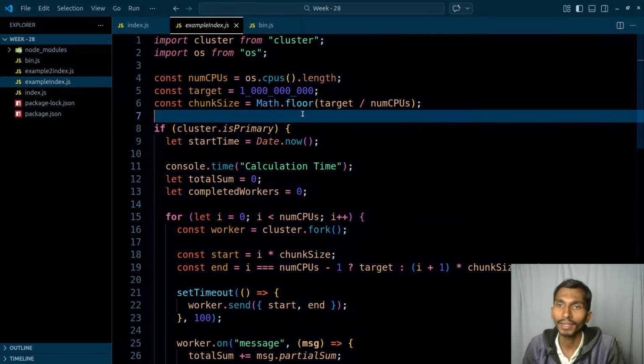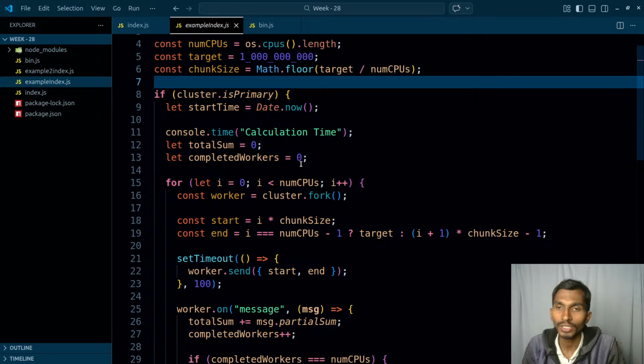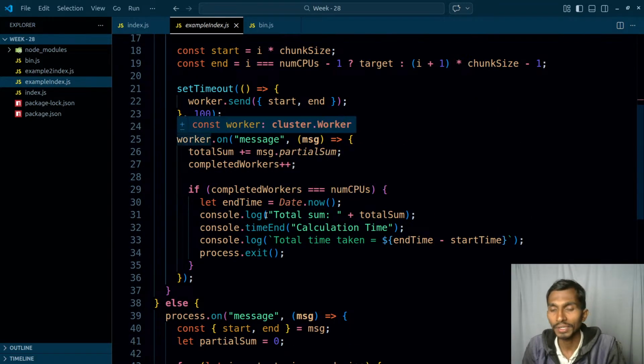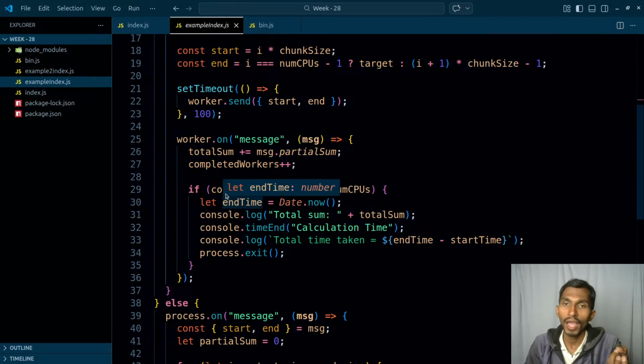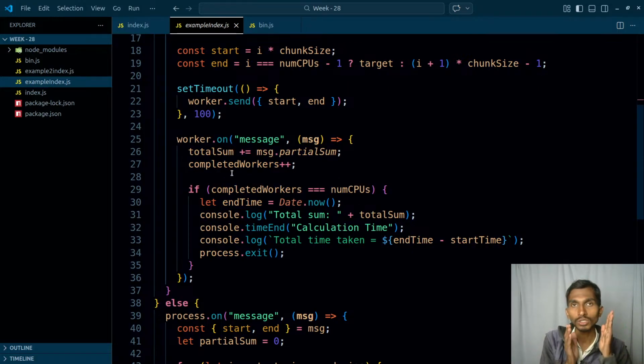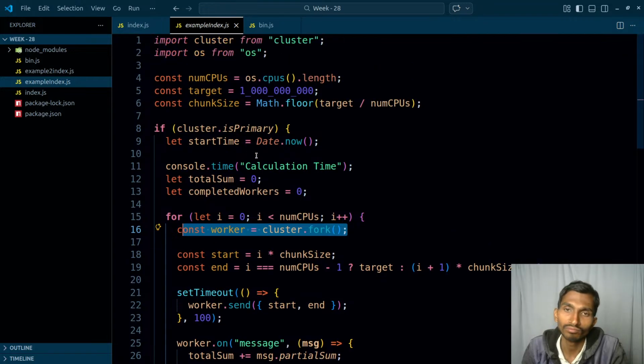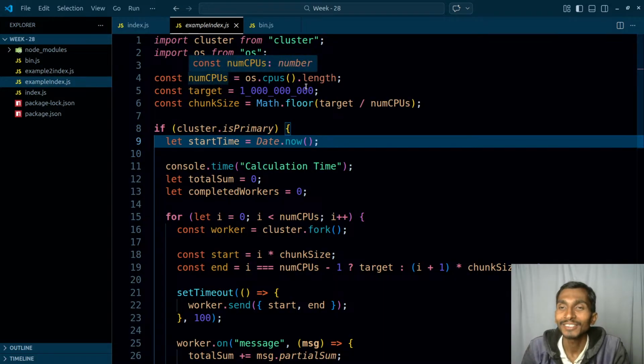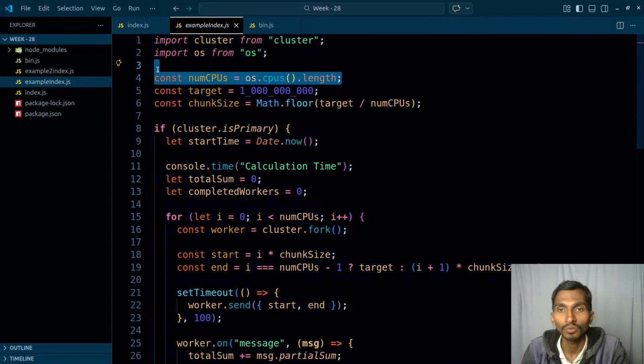So this is simply a file, and once I run it for the first time, it forks that many clusters, and once the clusters are forked, that's it. Then I'm calculating the numbers, and when calculating, I'm giving each a chunk of the whole calculation, and this is how 10 clusters or 8 clusters each handle a small chunk of that big process, and this is how things get done. I know it gets confusing, and I'm barely able to explain this, but never mind. Alrighty, so what I'm doing over here is simply calculating the number of CPUs, and this is the target.